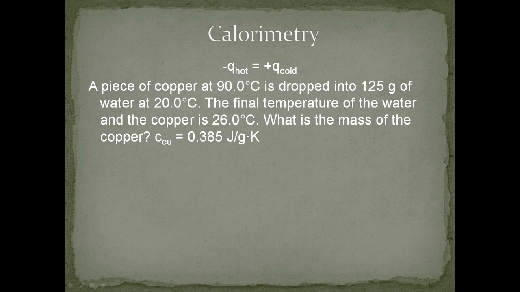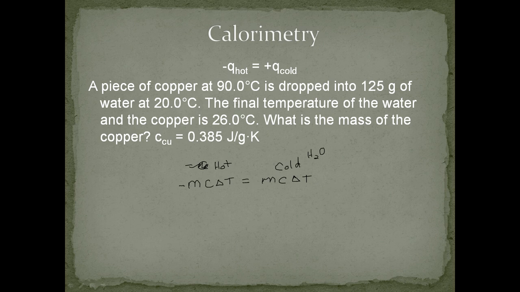Here we're looking to find the mass of the piece of copper that we put in. So we don't know what size it was. We knew what temperature it was, and we knew the mass of the water, but we didn't know the mass of the copper. So we're going to solve our Q equals MCΔT. We'll go negative MCΔT. This is going to be our hot side, equals MCΔT on the cold side, and this will be our water in this problem.